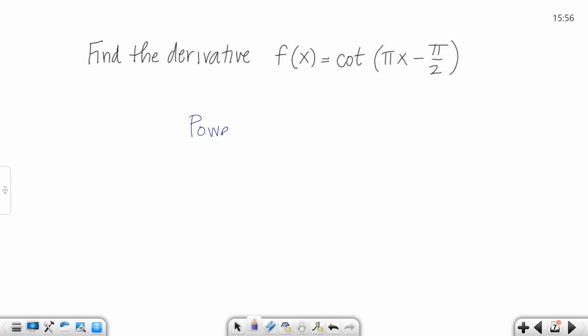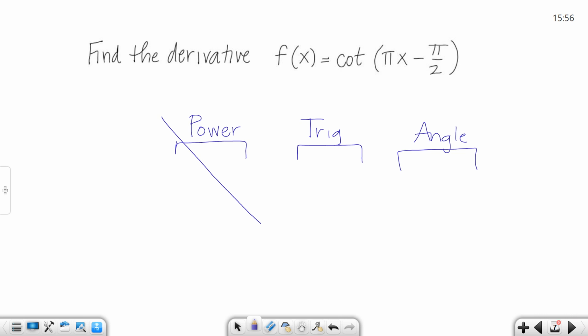I call it power, trig, and angle. And when I do these derivatives, I use this little notation, PTA, every time. Now, for this particular one, there's no power, so I'm going to strike through this part. If there was a power, it would be right here where I just put that blue 2, but it doesn't have one. But if it does have a power, that's where you're going to start. This one doesn't have a power.